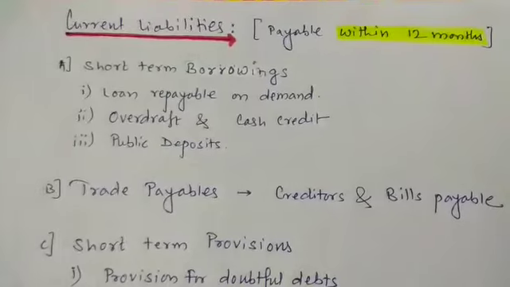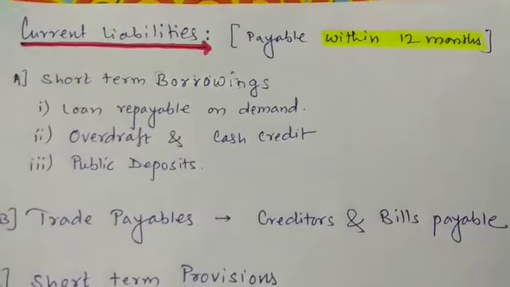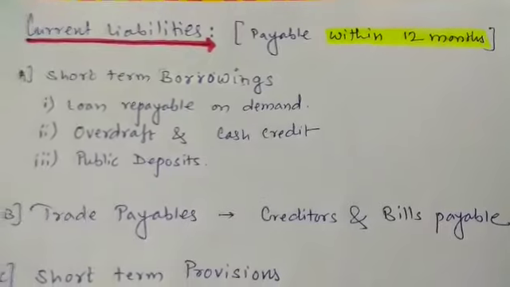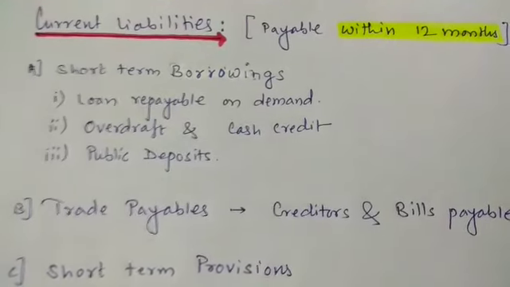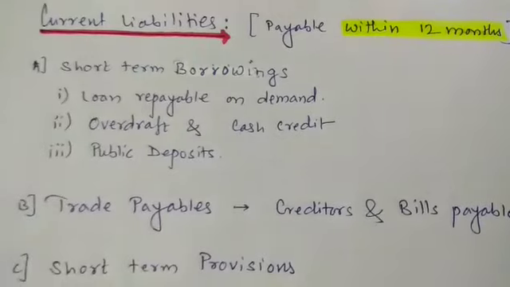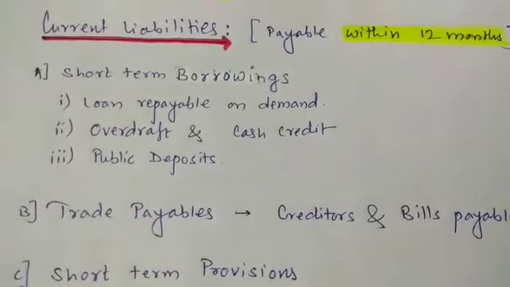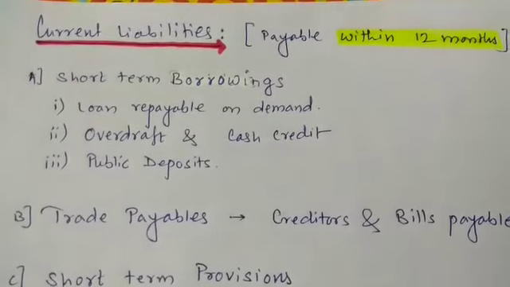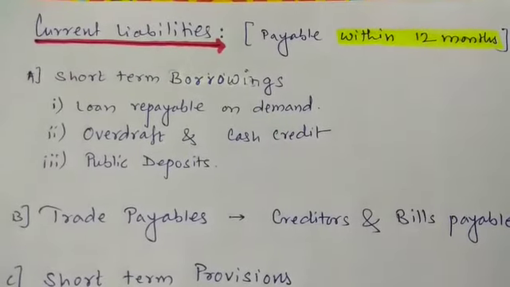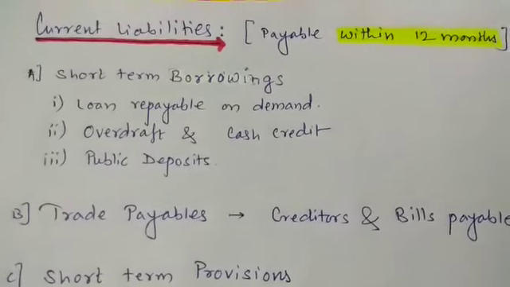The last part of the liability side is current liabilities. As the name suggests, it is current in nature, that is payable within a period of 12 months. Current liabilities are further classified as short-term borrowings, which includes loan repayable on demand, that is short-term loans, overdraft and cash credit facilities given by the bank.